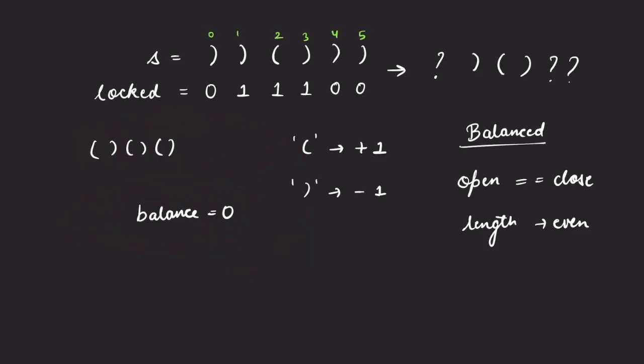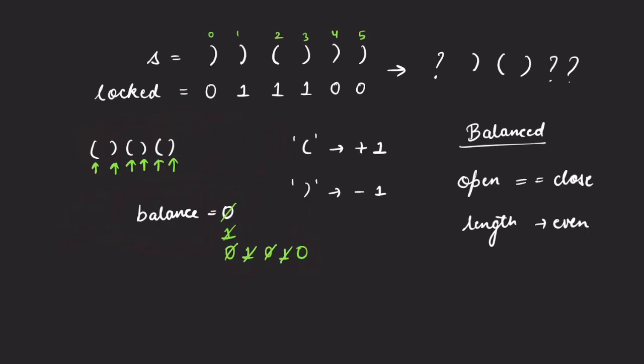So first you will come here, it is an opening bracket, so the balance will become 1. Then you will come here, this is a closing bracket, so we will do -1. 1 minus 1 will be 0. Then we'll come here, opening, this will become 1. Closing, this will become 0. Opening, this will become 1. Closing, this will become 0. So at the end the balance is 0. Then that means this is a valid parenthesis string, right?